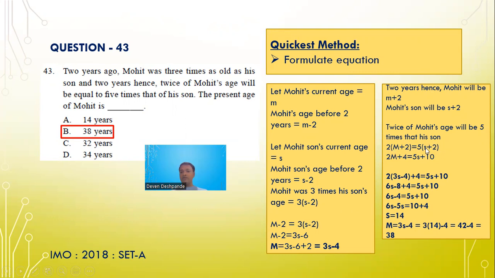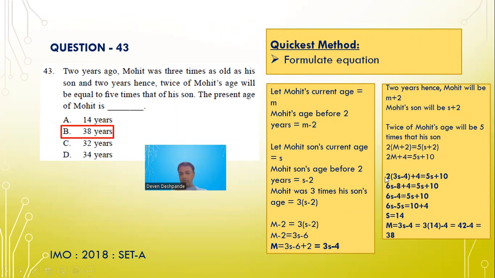So 2 into M plus 2 is 5 times S plus 2. So 2M plus 2 into 2 is 2M plus 4, equal to 5S plus 10. So put the value of M. M is 3S minus 4. So 2 into 3S minus 4 plus 4 is 5S plus 10.